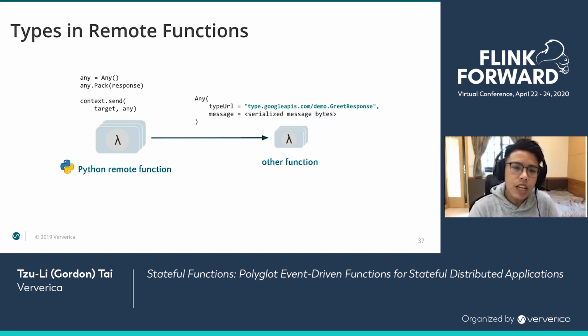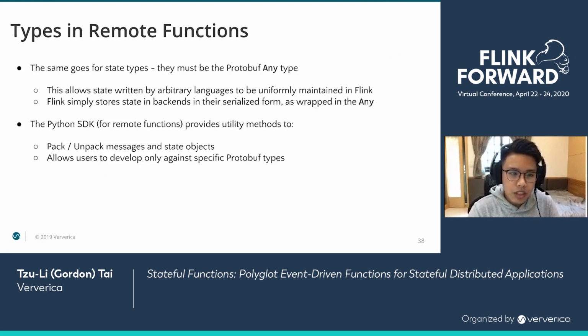The same goes for state types, because the Flink stateful cluster runtime needs to be able to handle state written by multiple different languages. The state types also need to be this universally recognized type, which is the protobuf Any type. And Flink simply stores state in the state backends in its serialized form, wrapped as is in the Any objects.